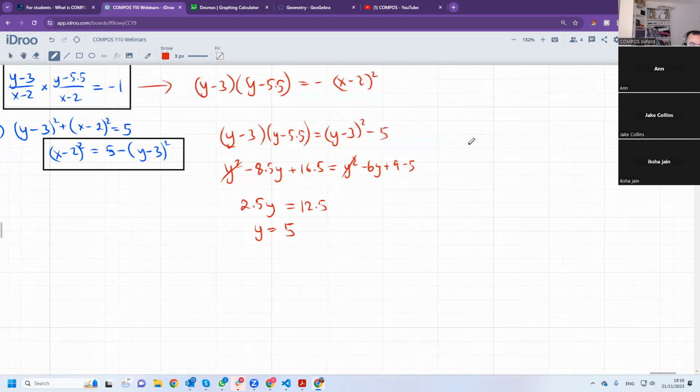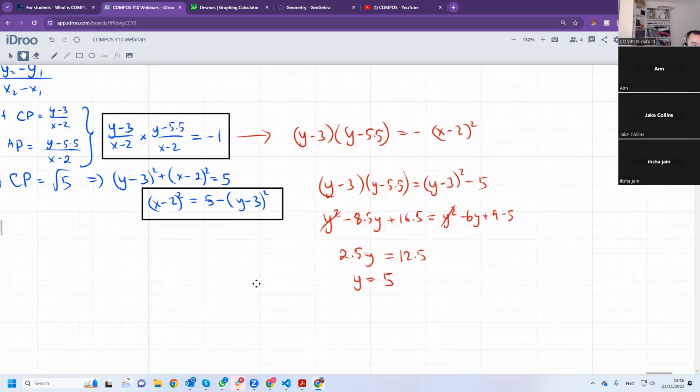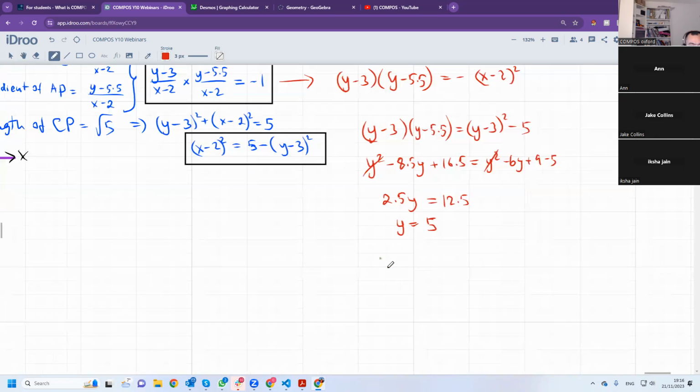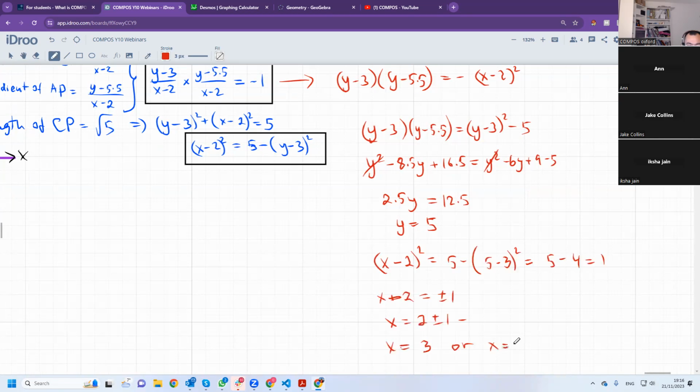And then we have, if y equals 5, then x can be obtained from here. X minus 2 squared equals 5 minus 3 squared, which is 5 minus 4, which is 1. So x minus 2 equals plus or minus 1. X equals 2 plus or minus 1. So x is equal to 3 or x is equal to 1.